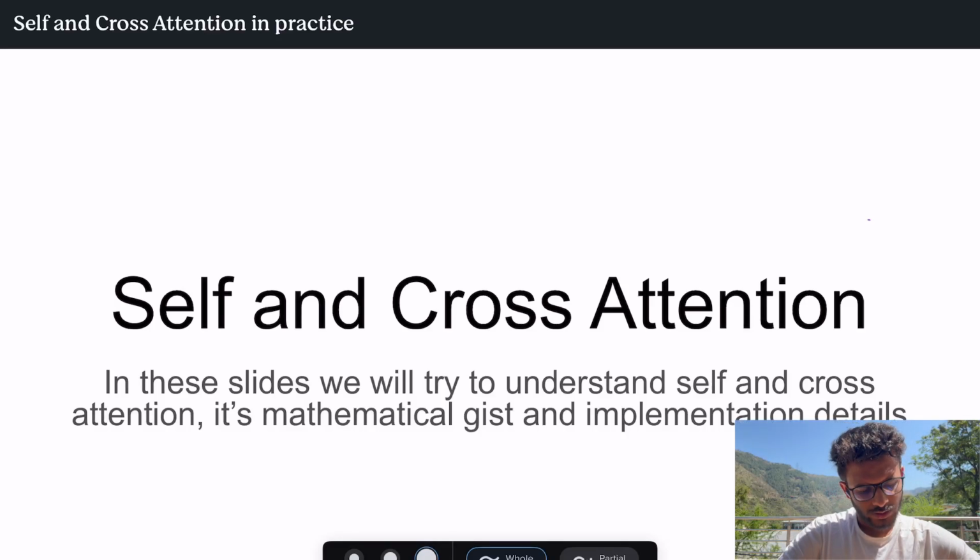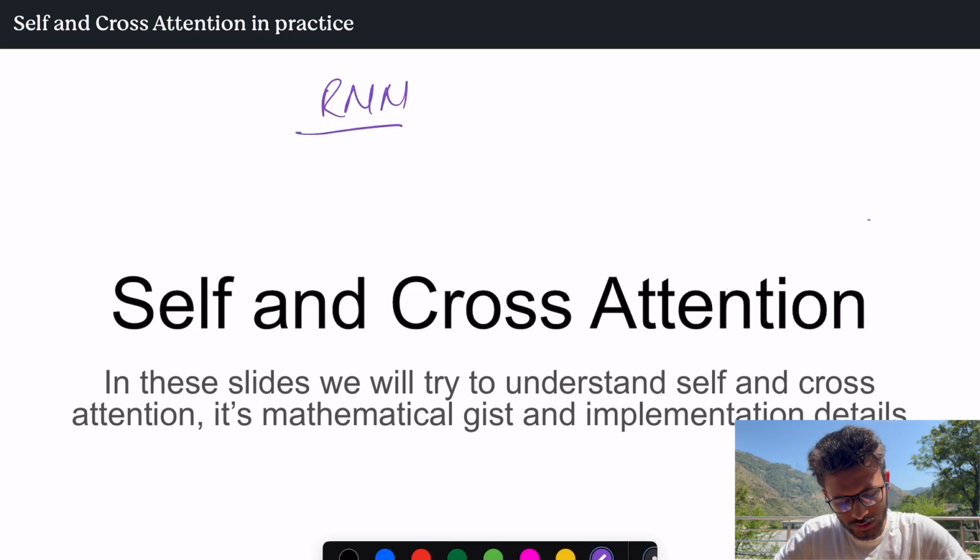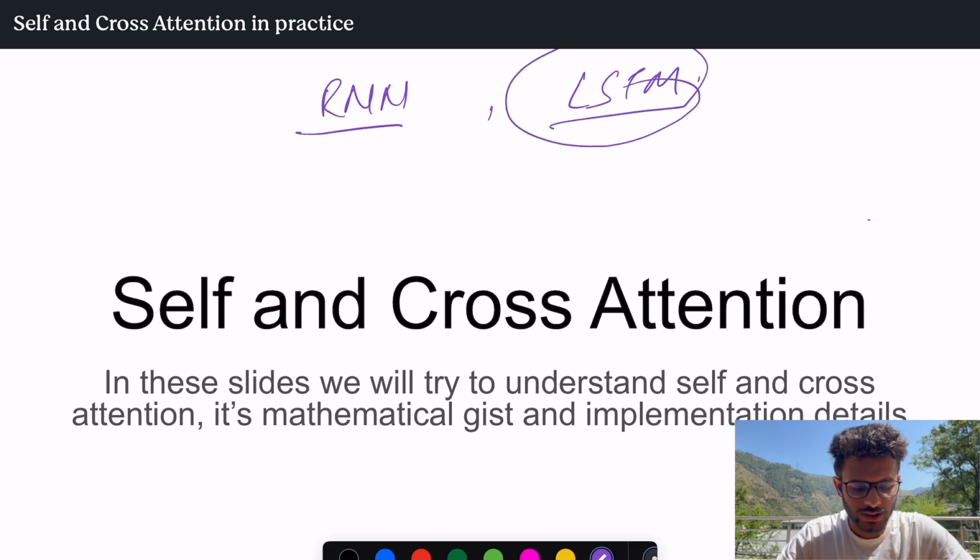So let's start with self and cross attention. But first, a brief history of the transformer, why it came into the picture, and what was so groundbreaking about that paper, "Attention Is All You Need." Before transformers, we had two things. One was RNN, which was not that popular at that time, and the other was LSTM, which was used a lot by industries when the transformer was coming into the picture.